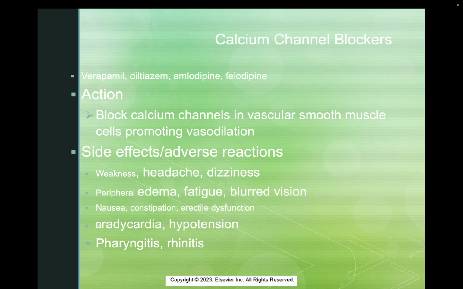A lot of times these can be given for hypertensive emergencies. These can be given as IV drip drugs to help lower the heart rate, lower the blood pressure very effectively.